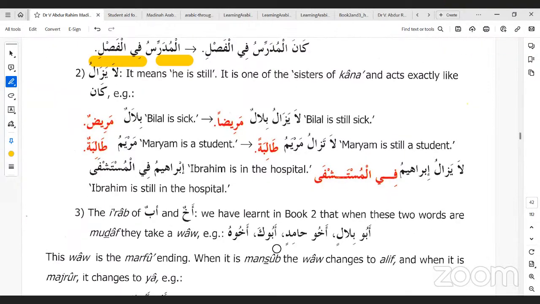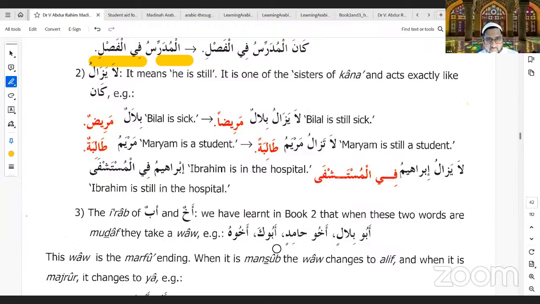Ibrahimu fil mustashfa. Ibrahim is in the hospital. La yazalu Ibrahimu fil mustashfa. Ibrahim is still in hospital.